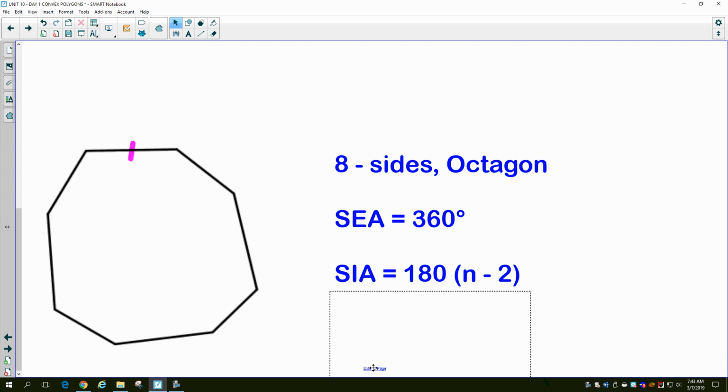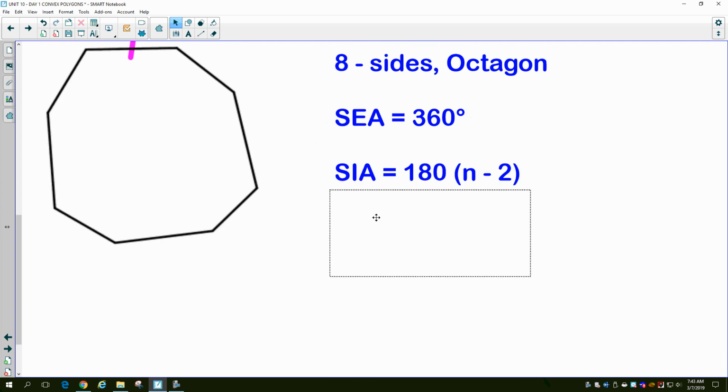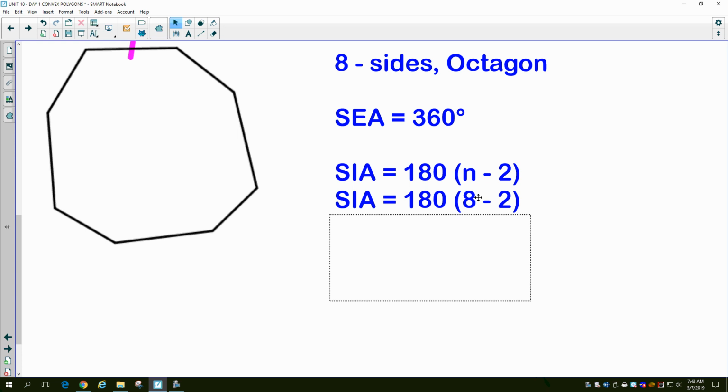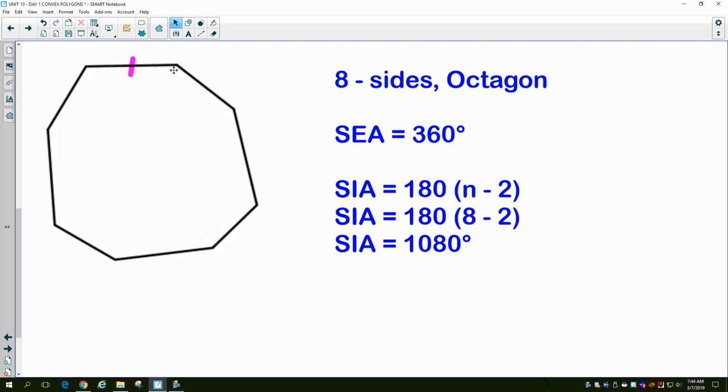I use my formula to find out how much the interior angles add up to. I plug 8 in for n because this has 8 sides. And I find out that if I were to add all those inside angles, every single one of these 8 angles inside, I add them up, I get 1080 degrees.